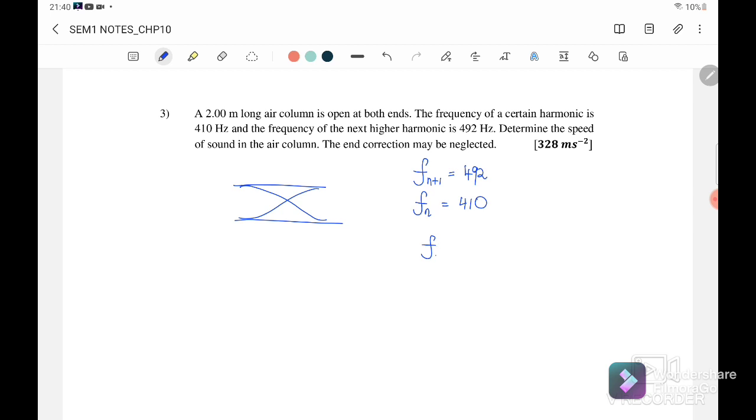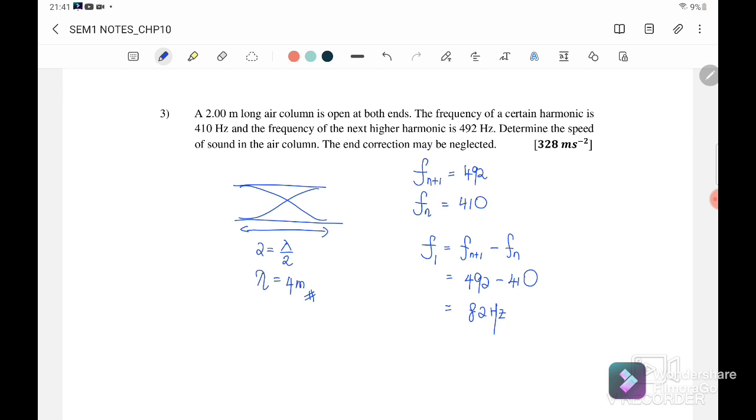So our fundamental frequency or the first harmonic is f(n+1) minus f(n). We can take 492 minus 410 Hz. Therefore, our fundamental frequency or the first harmonic is equal to 82 Hz. When we know the fundamental, the length here, 2 meter, is equal to lambda over 2. Therefore, our lambda is equal to 4 meter.